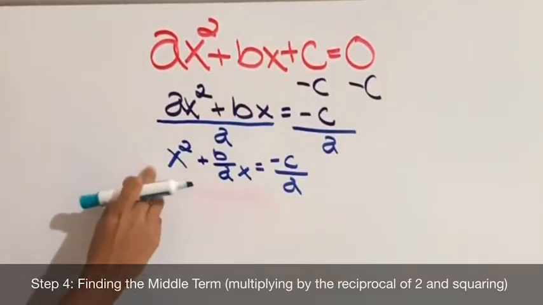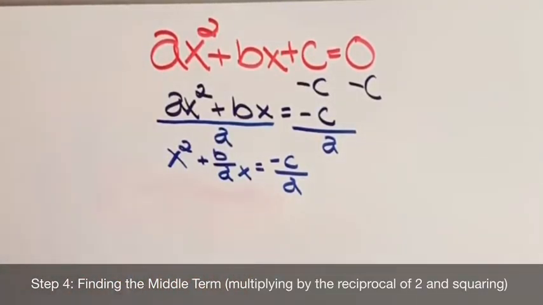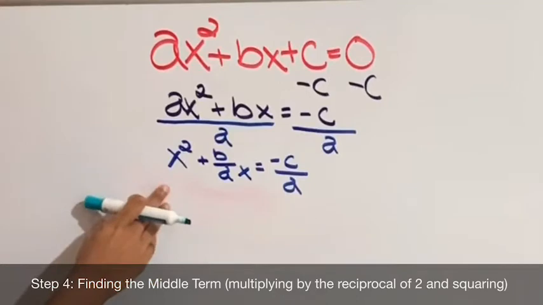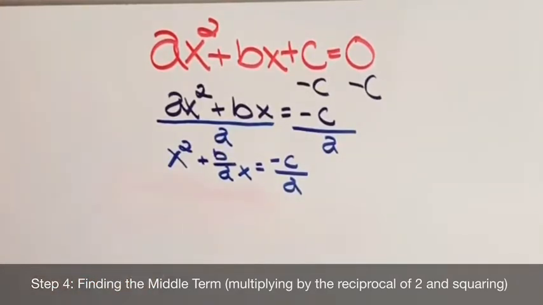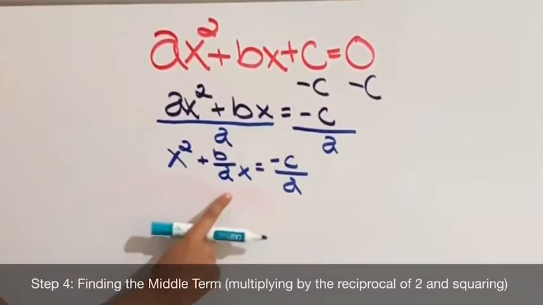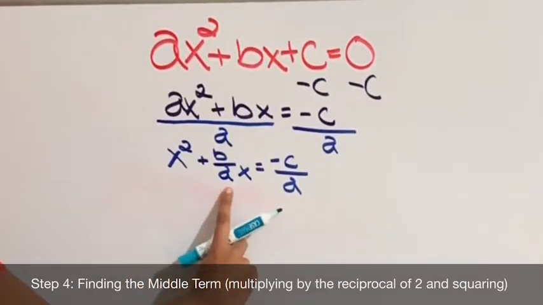Now we're going to focus on the left side of this equation in order to turn it into a perfect square trinomial and continue the completing the square process. The reason we're turning this into a perfect square trinomial is so later we can factor it out. But we need a middle term for our perfect square trinomial. In order to get the middle term, or the value we're adding to the left side of the equation, we're going to focus on b over a, which is the coefficient of x. In order to get our middle term, we're going to divide by 2 and then square it.